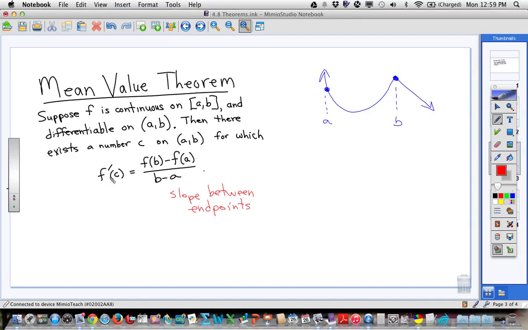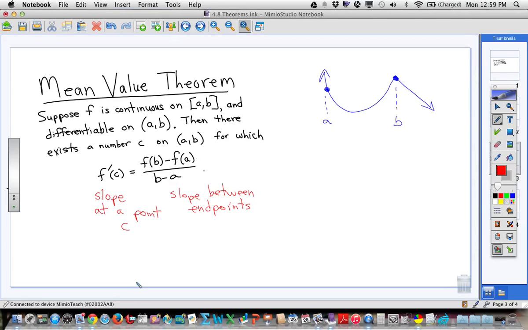Now, what's this side? What's f prime of c? There's a point that has the same. That's right. This is the slope at a point c. And that's exactly what this is saying. This is saying that if you know the function is smooth in between, then there has to be some point in there that has the same slope as the slope between the endpoints.